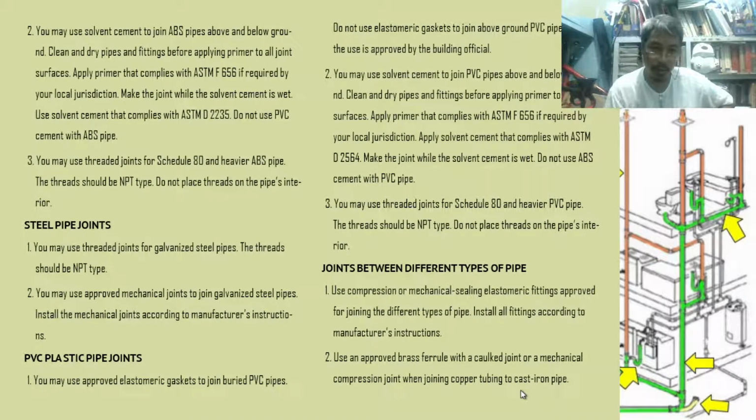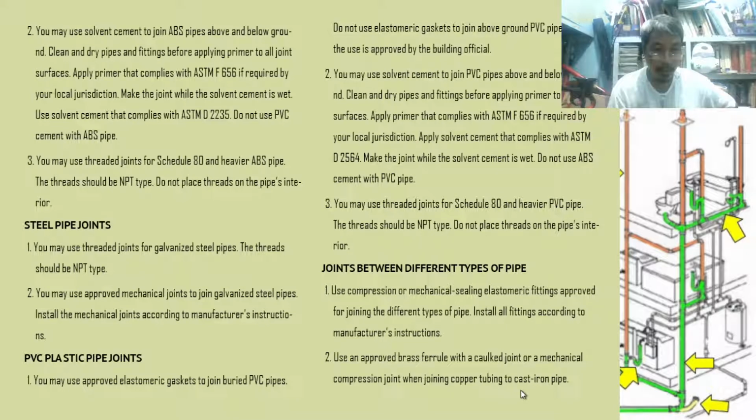Next, steel joint. So steel joints, you may use threaded. The thread should be NPT. National pipe thread. NPT meaning national pipe thread. Number two, you may use approved mechanical joints. So there are several types of mechanical joints. So you may also use the approved design.